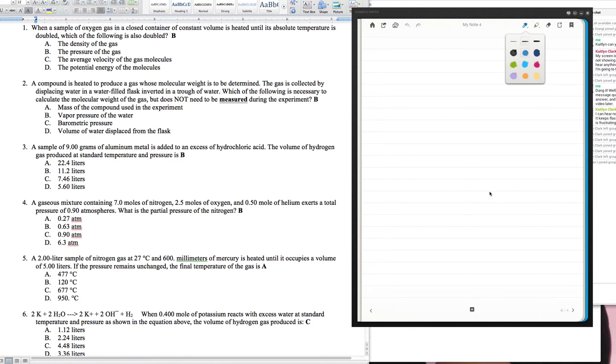So the question is, a compound is heated to produce a gas whose molecular weight is to be determined. The gas is collected by displacing water in a water-filled flask, inverted in a trough of water. Which of the following is necessary to calculate the molecular weight of the gas, but does not need to be measured during the experiment? So this is what we did. We collected a gas through water displacement, and the flask, well, we didn't use a flask. We used a eudiometer. But when you are calculating molecular weight, you don't measure it.